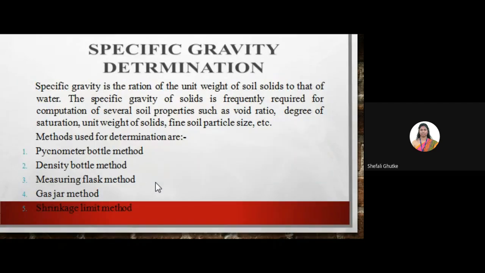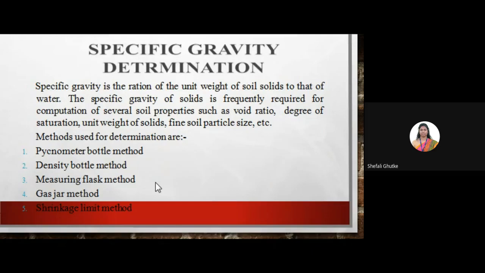Next is specific gravity determination. This is the next index property of a soil. Specific gravity is the ratio of the unit weight of soil solids to that of water. The specific gravity of a soil is frequently required for the computation of several soil properties such as void ratio, degree of saturation, unit weight of solids, or fine soil particle size, etc.